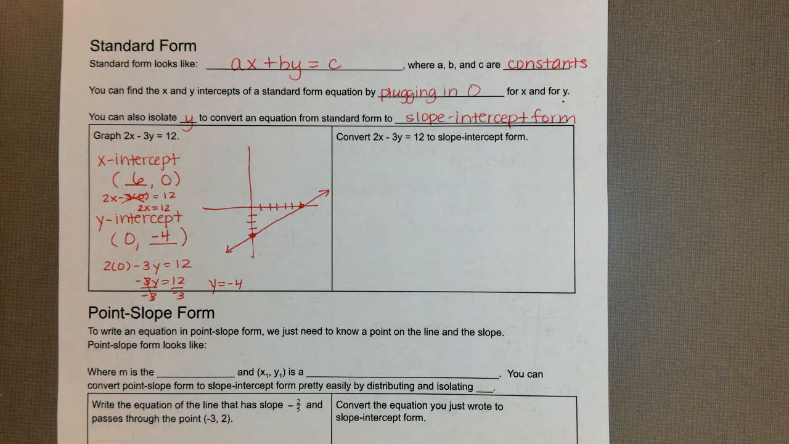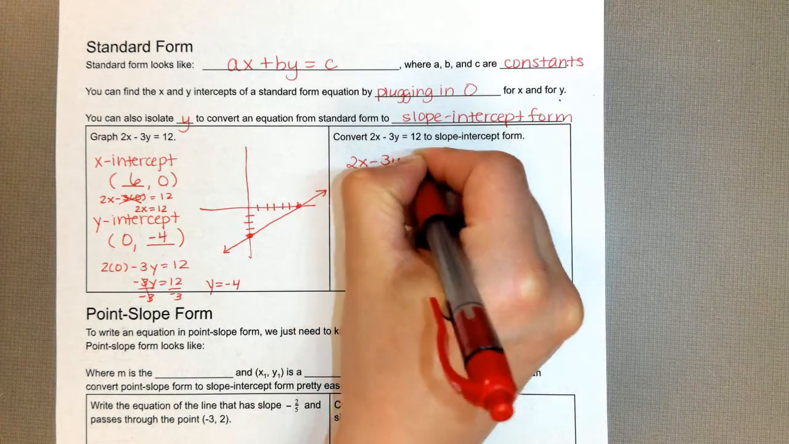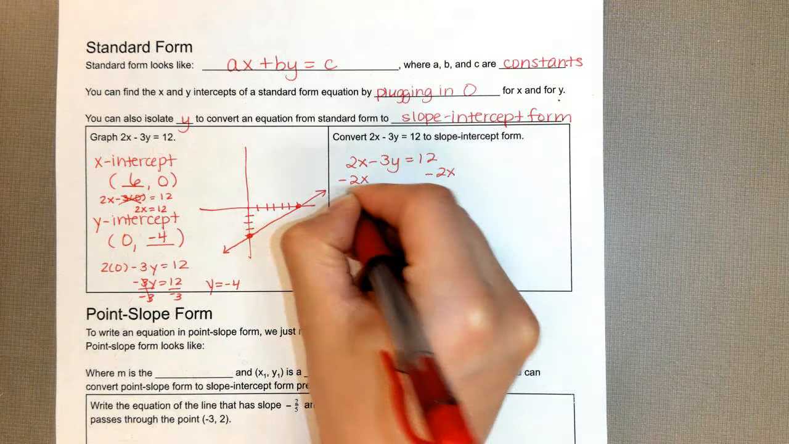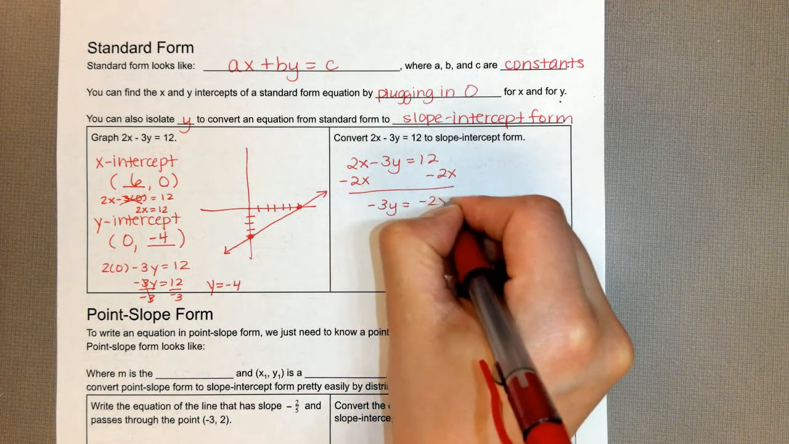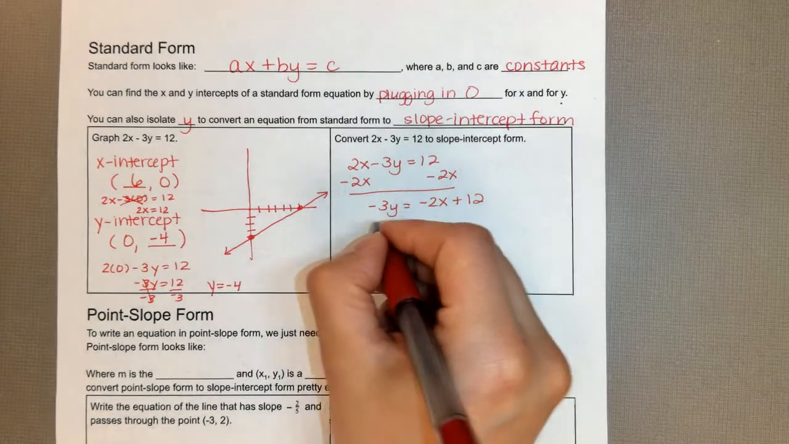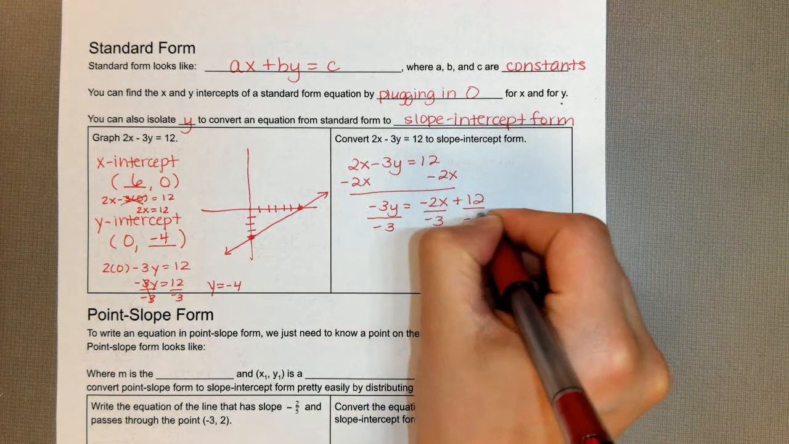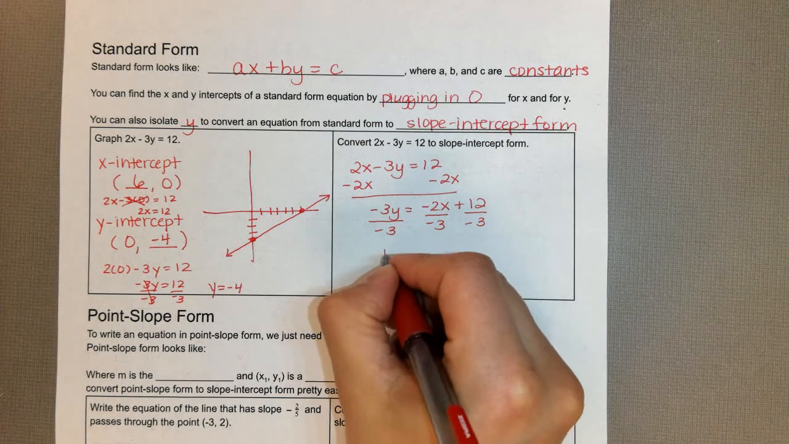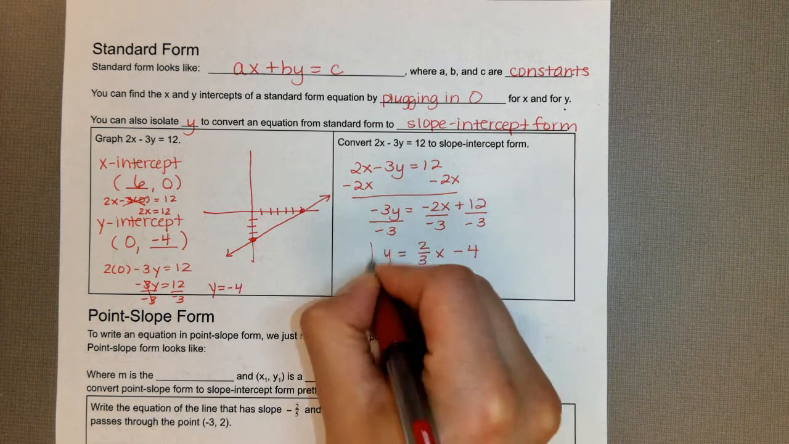And if I want to convert this into slope-intercept form, all I'm going to do is solve for y. So I'm going to subtract 2x on both sides, minus 3y equals, and I'm going to put this negative 2x first. And it's a plus 12 because the 12 is positive. I'm going to divide by negative 3, and I have to make sure that I divide everything on that right-hand side by negative 3. So I have y equals 2 over 3x minus 4.